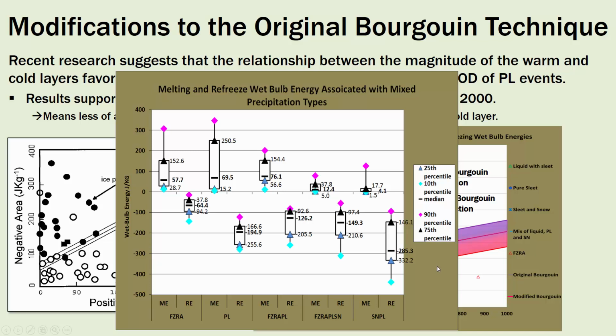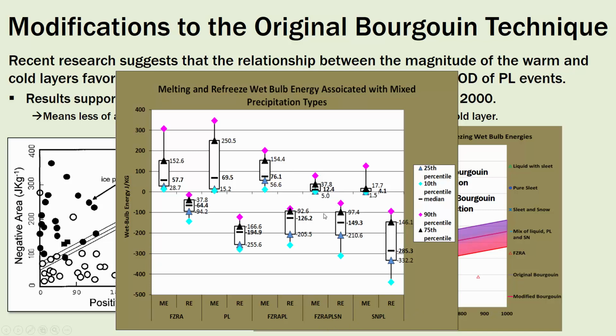We had freezing rain, pure sleet cases, freezing rain and sleet, a mix of freezing rain, sleet, and snow, and then finally just snow and ice pellets. Notice that there isn't a lot of difference in the amount of positive energy or melting energy, except for the cases that contain snow. Those tended to see less of a warm layer aloft.